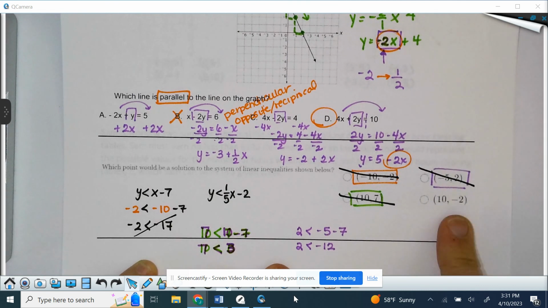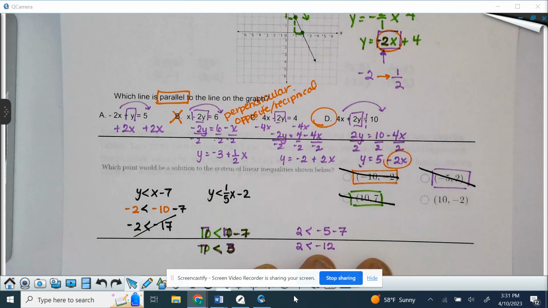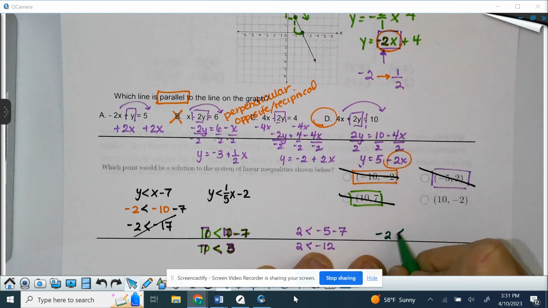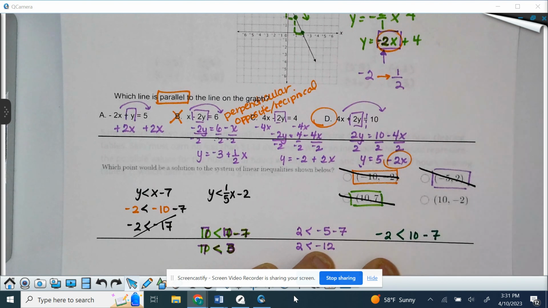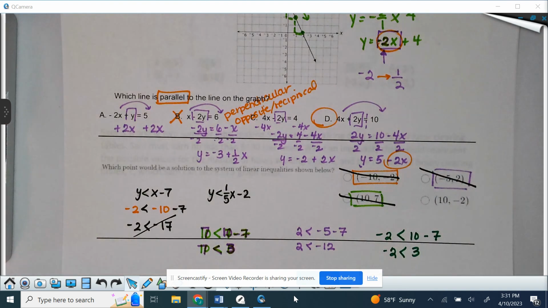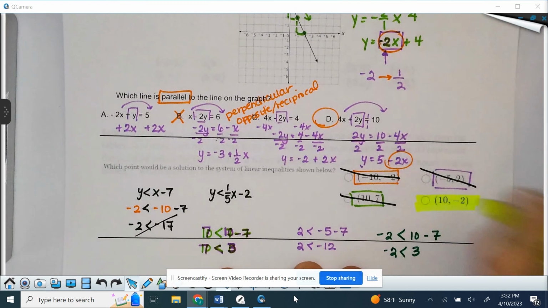Last but not least, negative 2. So negative 2 less than 10 minus 7 is negative 2 less than 3. Owing someone $2 is indeed less than having $3. So your answer to this question, and you don't even have to do the second one, they kind of set you up for this guy, is 10, negative 2. It is going to fall on that.